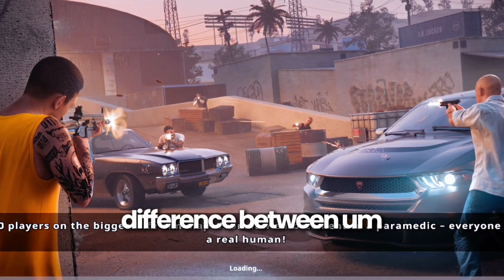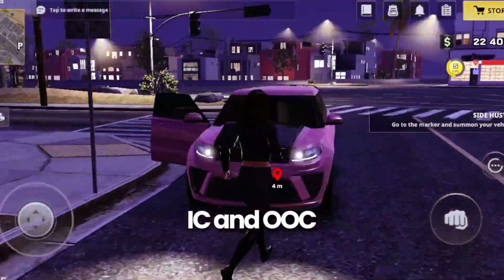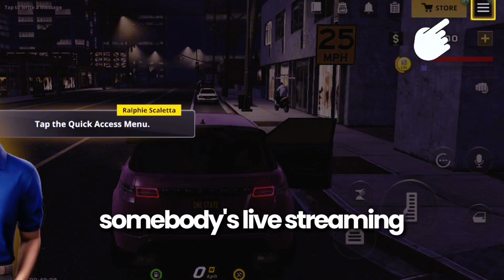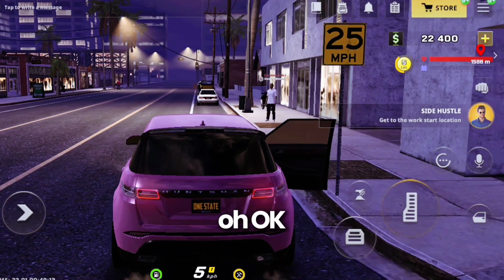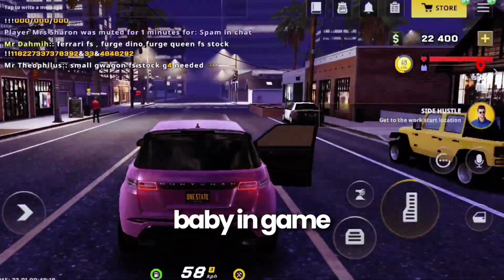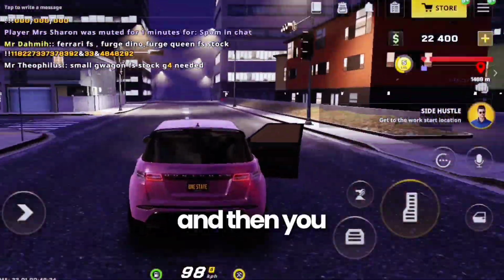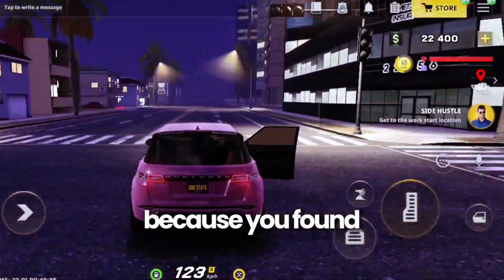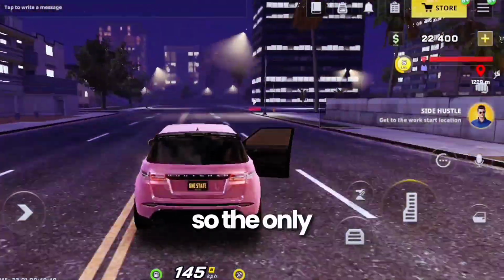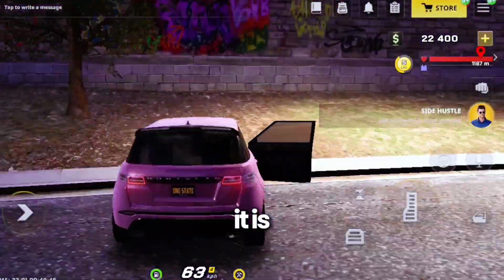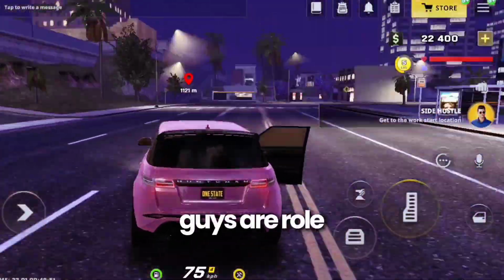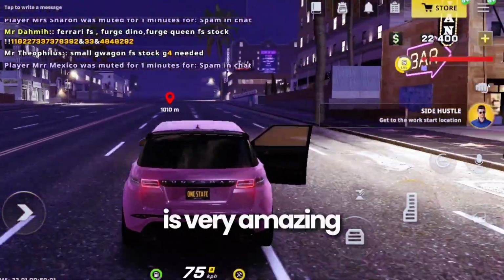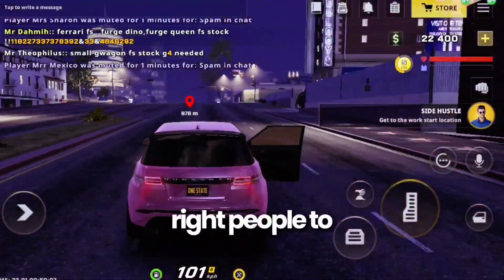And always know the difference between IC and OOC. That is in-game character and out of character. Let me put an example. Let's say you have a baby in game and she's cheating on you, and you find out through someone's live stream. You are not supposed to start asking her about it in game, because you found that out OOC, when you were out of character. The only time you can ask her about it is when you find out in game, when you are roleplaying. That is how to keep roleplay very, very sweet for everybody. So the game is very amazing. You just have to find the right people to play it with.